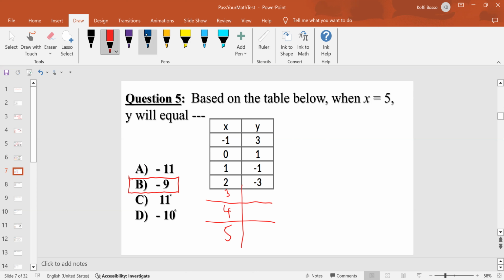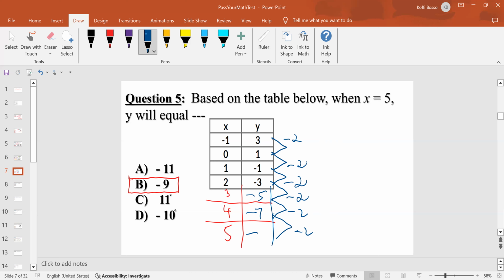Now, if you check this closely, you see that from 3 to 1 they do minus 2. From 1 to negative 1, they do again minus 2. From negative 1 to negative 3, they do minus 2. So that means from this negative 3 to the next number, I have to do minus 2. That will give me minus 5 here. If I continue, minus 2, I get minus 7. And the last one, again minus 2, gives me minus 9, which is the answer here for B.